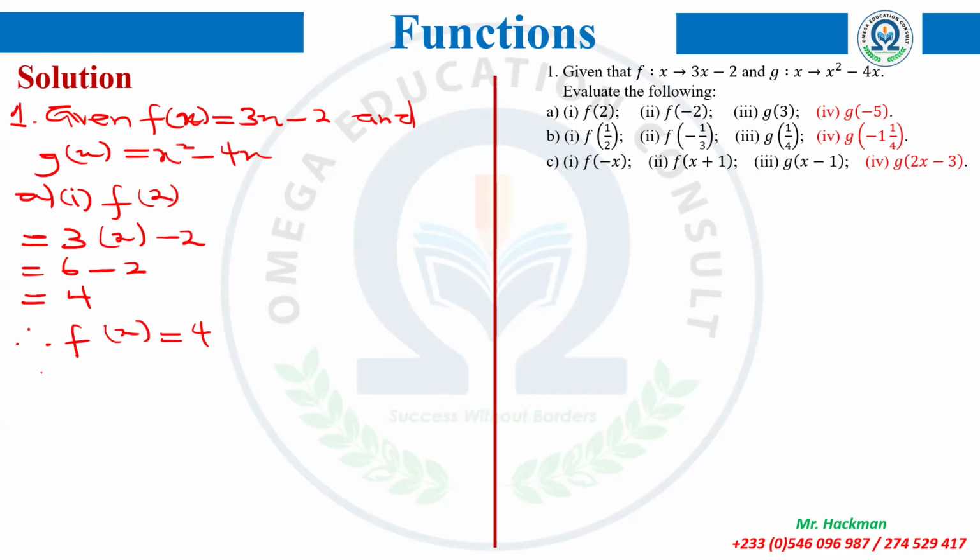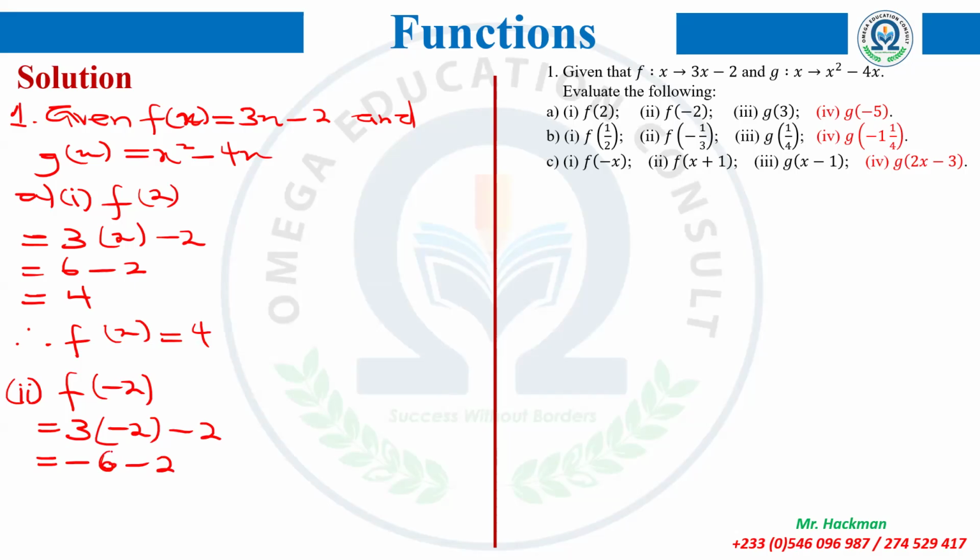Okay, so now let's move on to the next one. I'm moving from a sub-question to another sub-question, so maybe I leave a line. What am I supposed to evaluate? f of negative 2. So that will be equal to, wherever I see x in f of x, I put it there. Anytime you substitute, please make sure you put it in brackets always. So this will give us negative 6, then minus 2.